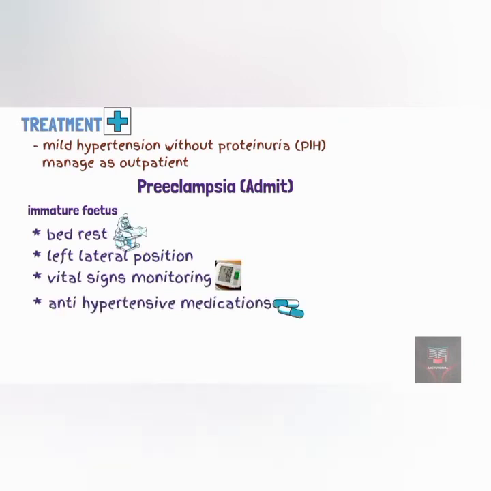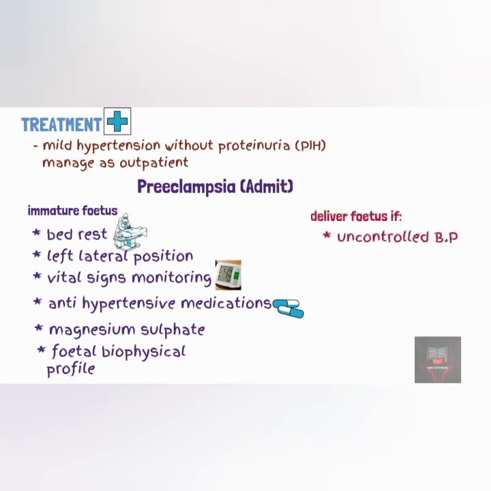They are given antihypertensive medications to lower their blood pressure. Magnesium sulfate is also given in order to prevent development of seizures. Also, the fetal biophysical profile should be measured in order to know the well-being of the fetus. However, the fetus should be quickly delivered if the blood pressure is uncontrolled, or if the fetal cardiotocography is non-reassuring, or if there is development of seizures, that is, if the preeclampsia evolved into eclampsia.